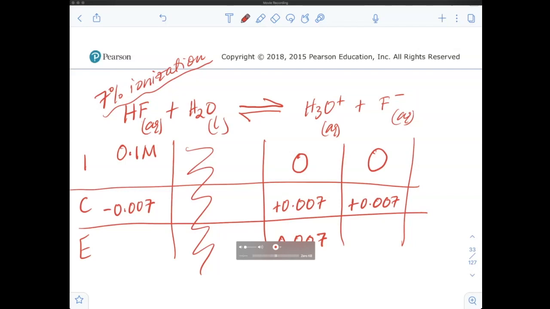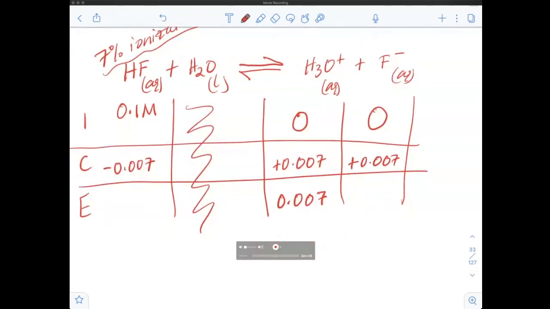Now I just made up these numbers to communicate that this acid only ionizes 7%, not 100%. If it ionized 100%, it would be a strong acid. This right here is a weak acid. We're using equilibrium arrows. We're still using the ICE table. In this case, we form 0.007 molar H3O plus. Here you also have 0.007.